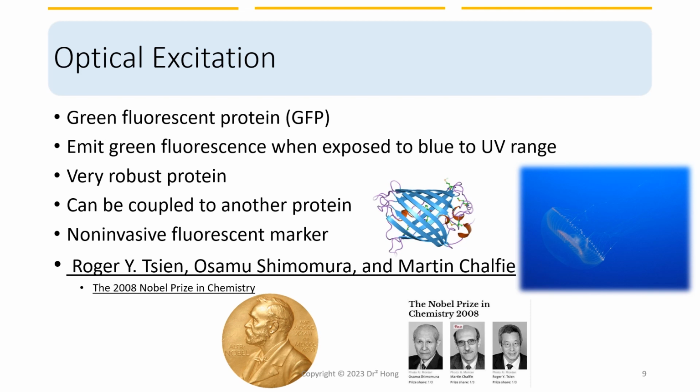This amazing property of GFP has allowed it to be cloned into other organisms as a non-invasive fluorescent marker to study biomolecule interactions in live animals. The technology has opened up so many doors in the research community, and therefore the three scientists who discovered GFP were awarded the 2008 Nobel Prize in Chemistry.